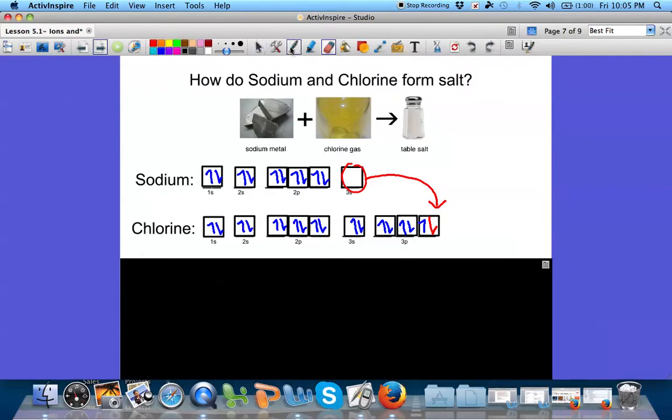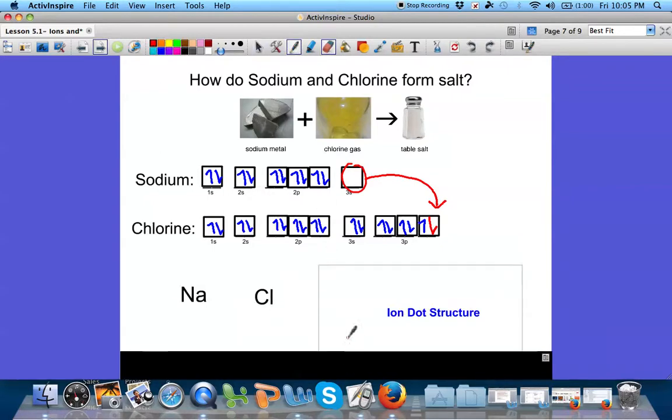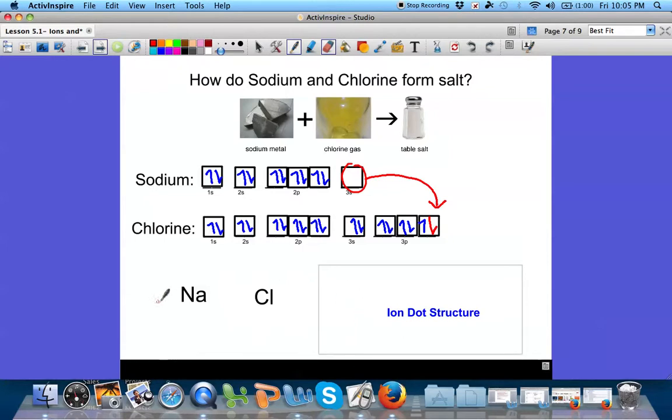And when they do that, those oppositely charged atoms are going to be attracted to one another. A couple other ways that we can see this is in the dot structure. Again, sodium is going to lose its 1 valence electron. That is going to come over here to chlorine. So chlorine is going to be 1 minus, and sodium is going to be 1 plus.